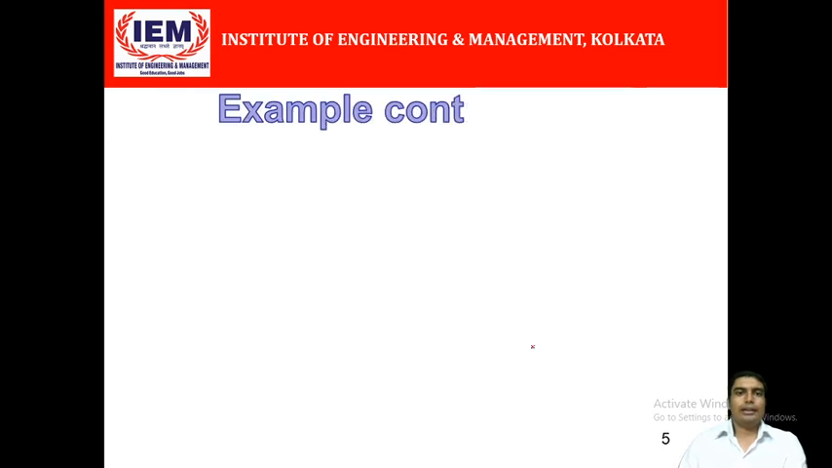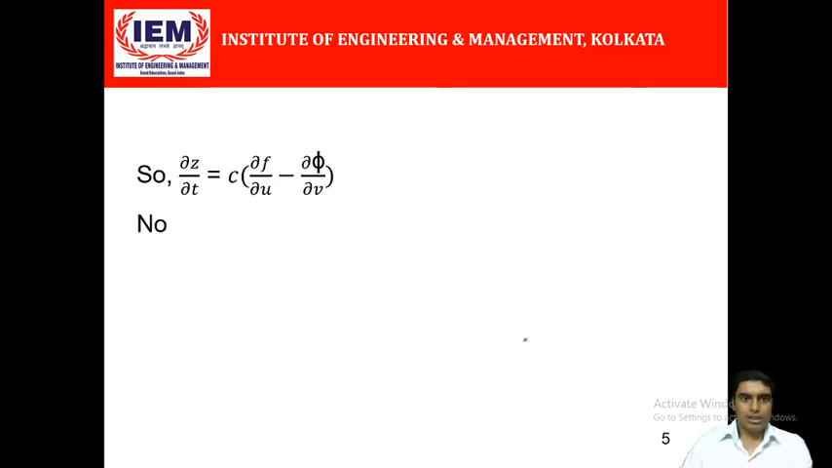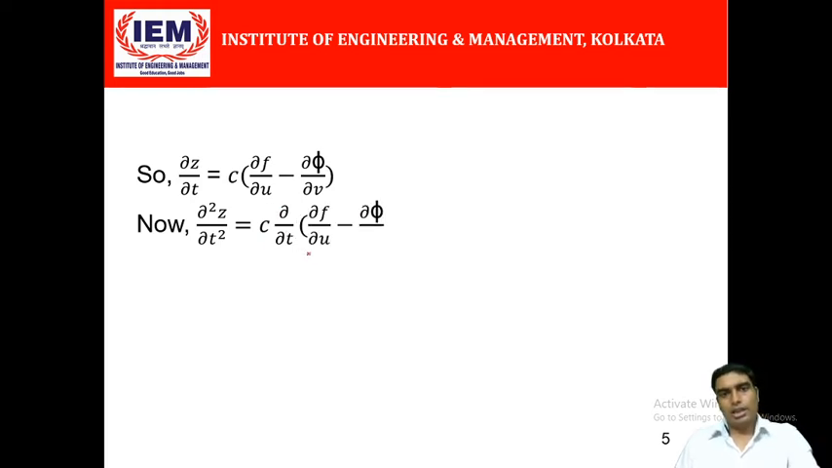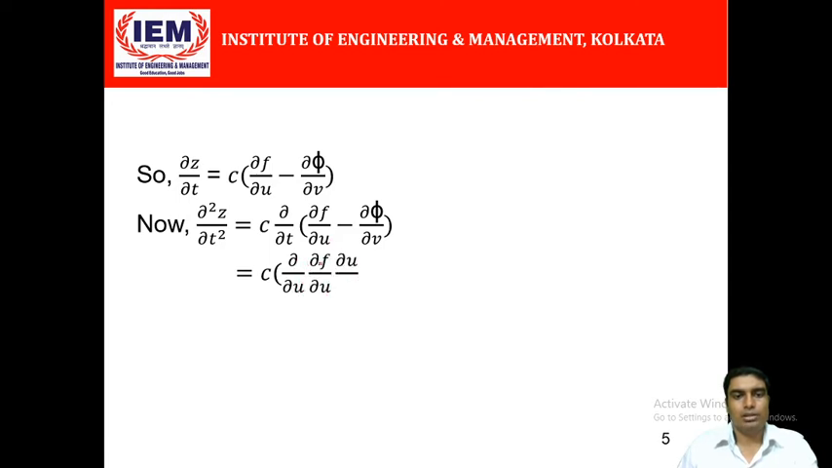So then I'll get this function that I already found out. So next ∂²z/∂t². Say c is constant, so I can take it outside of this differentiation. Then I'll get ∂/∂u of ∂f/∂u, negative of ∂/∂v of ∂φ/∂v, right? Again we apply the chain rule here to find the differentiation. So I'll apply ∂/∂u of ∂f/∂u, then ∂u/∂t.